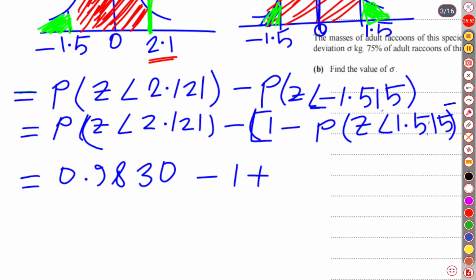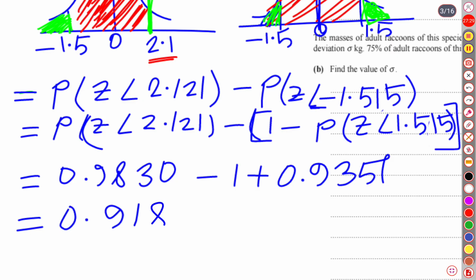Okay. So when the z score is 1.515, our probability is 0.9351. So after using our calculator, we will get 0.9830 minus 1 plus 0.9351. Our probability is going to be 0.918. Ultimately, this is our probability of this.